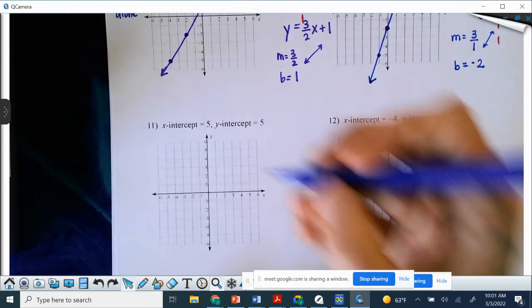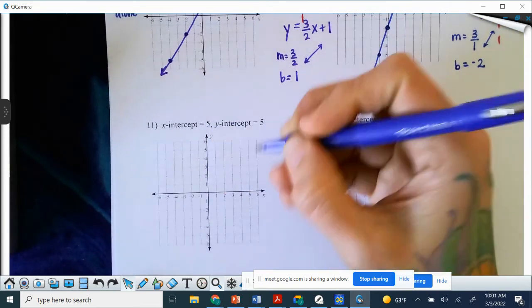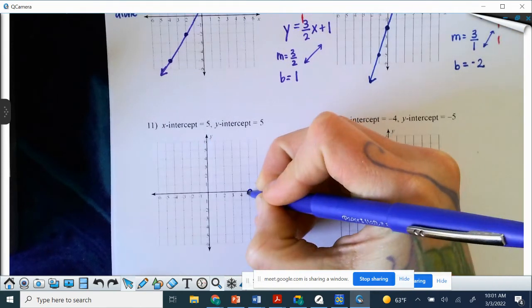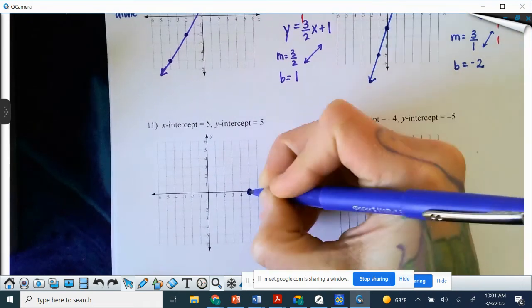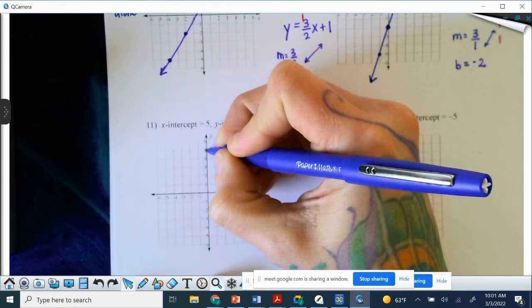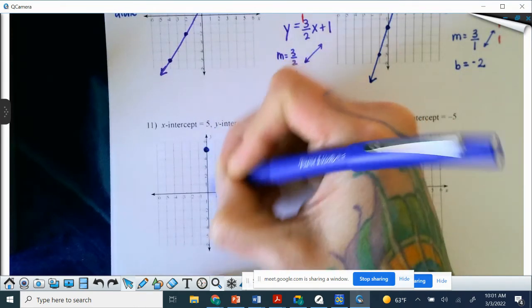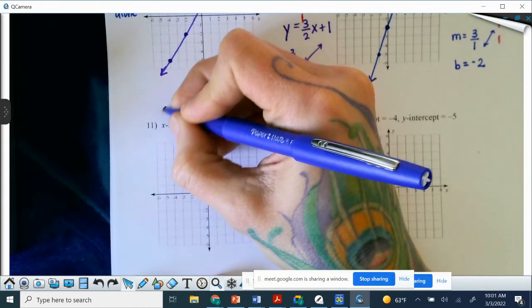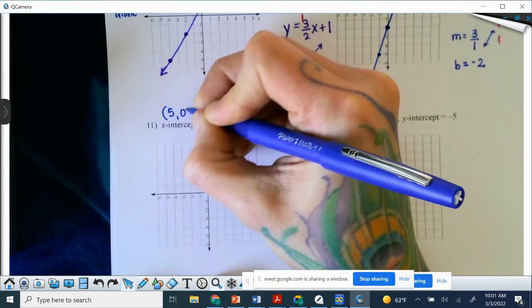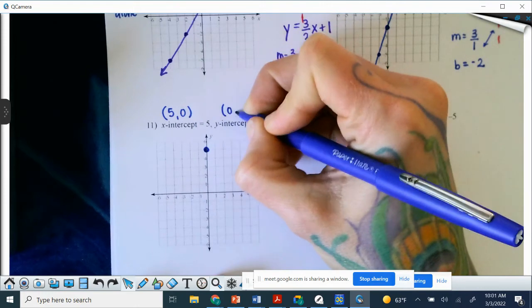So x-intercept, that's where it crosses the x-axis. So this is going to be at a positive 5. And your y-intercept, just like before, is a positive 5 here. So that's where it crosses the y-axis. X-intercept, remember, is when y is 0, and y-intercept is when x is 0.